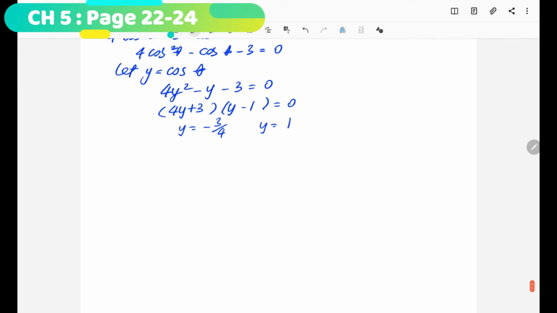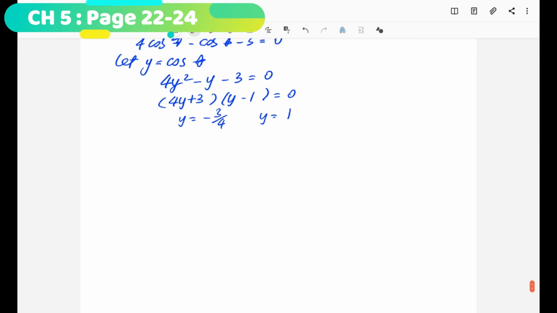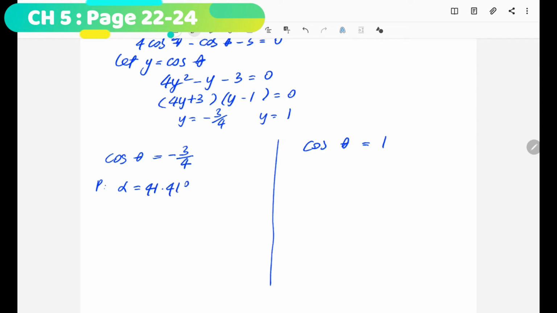Ingat, y kita tadi adalah cos theta. Gantikan semula. So, cos theta is equal to negative 3 over 4 for the first part. And another part will be cos theta is equal to 1. So, we are using our PQRS method again. So, untuk principal angle P, ingat, negatif tak perlu masuk dalam calculator. So, you just shift cos number, you'll get alpha equal to 41.41 degrees.